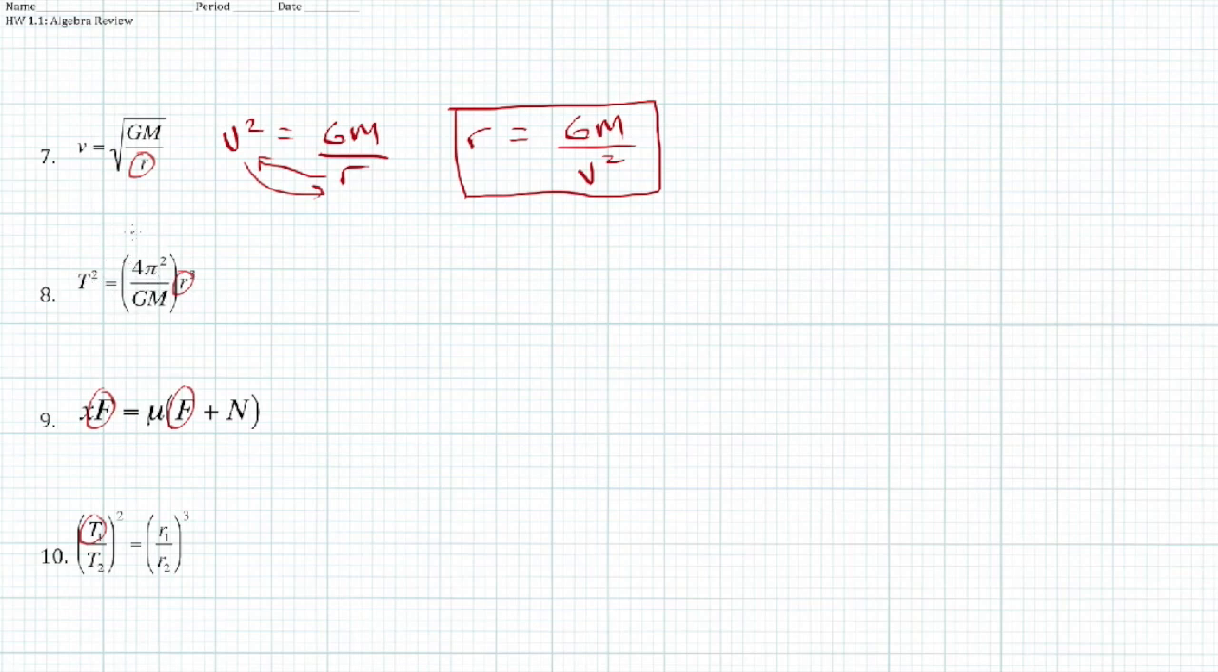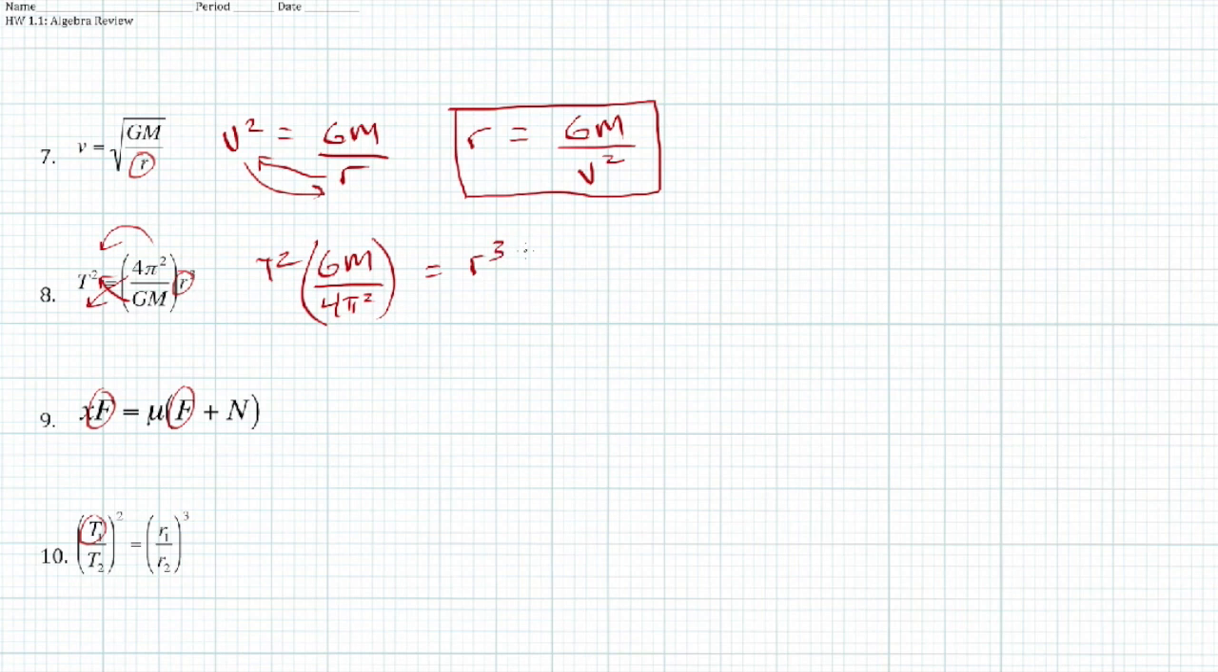How do we get rid of that fraction? Well, we're going to multiply by the gm and bring it up. I'm going to divide by the 4 pi squared and bring it down. So we're basically going to bring this whole fraction over here, but just flip-flopped. So that means that t squared times gm over 4 pi squared, see how it's upside down? T squared times that equals now r cubed.